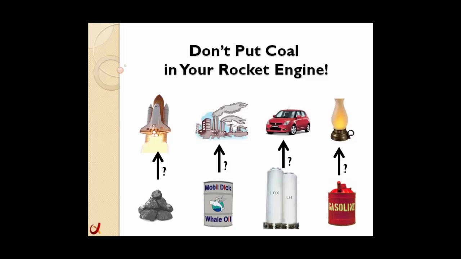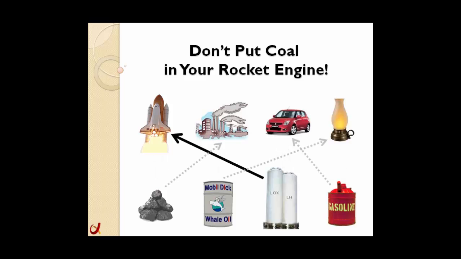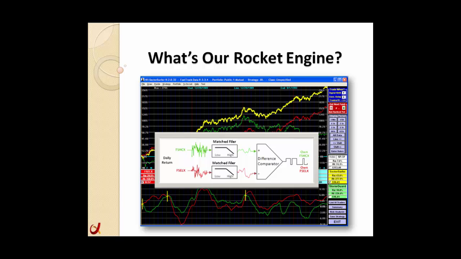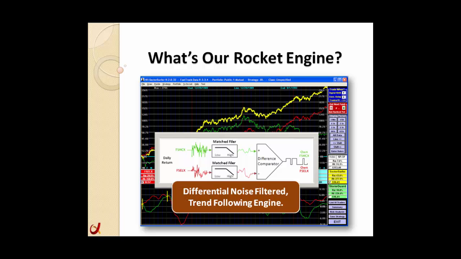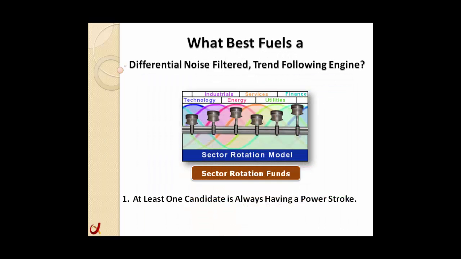Don't put coal in your rocket engine. It's a simple point. A rocket engine runs poorly on coal, whale oil, or even gasoline. The right fuel makes each of them run better. So what's our rocket engine? As you may recall from an earlier slide, it's a differential, noise-filtered, trend-following engine. What best fuels this engine? Sector rotation funds are the highest octane fuel.